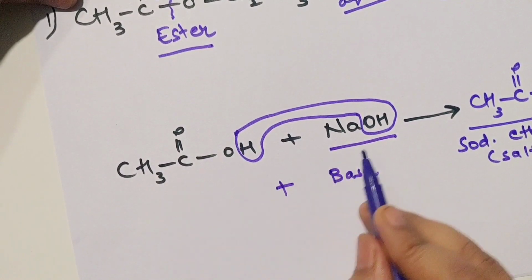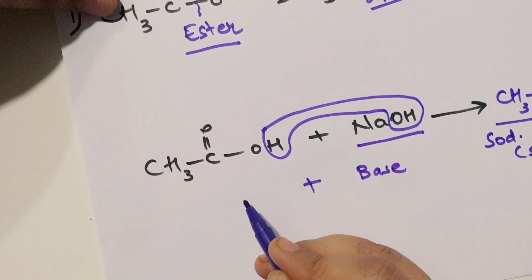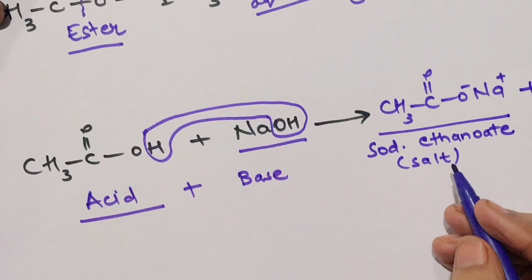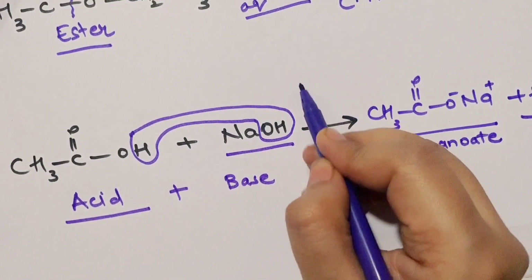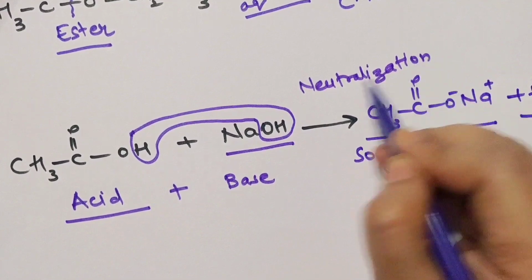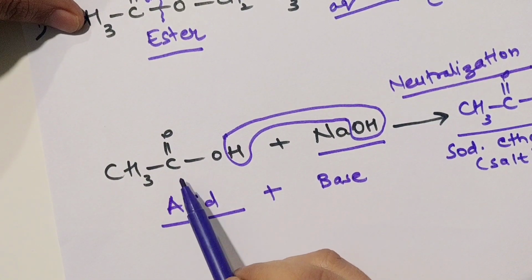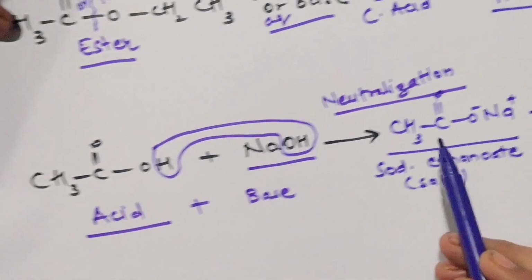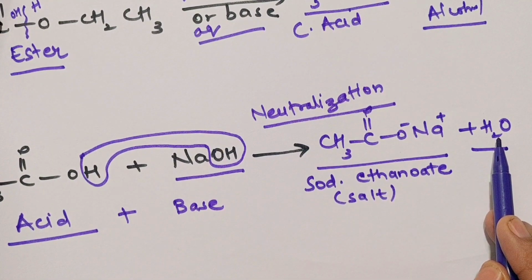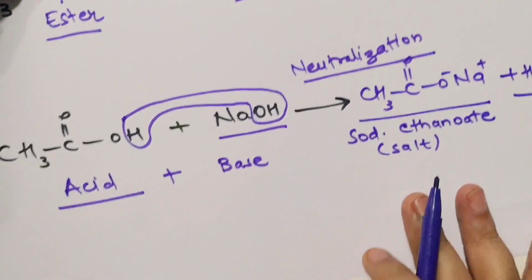So something is combining with a base to give a salt and water. So that something has to be an acid. Okay, so this is basically a neutralization reaction. So any carboxylic acid, it being an acid, when reacts with base, gives you sodium salt of that acid and water. Now, talking about the name, how to name this.